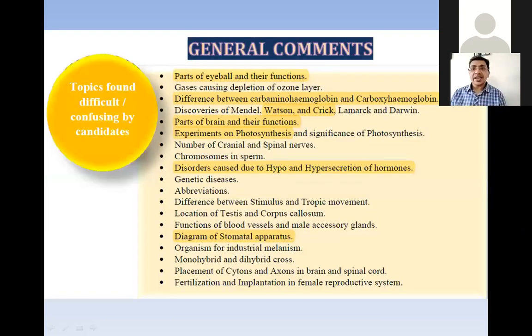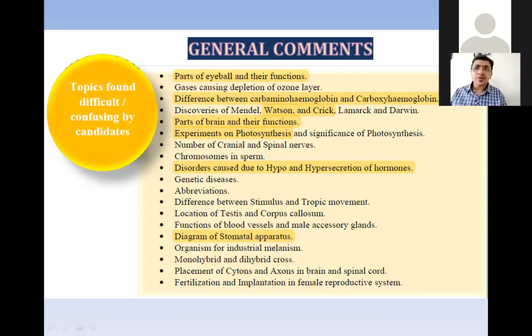So in short, if I tell you general things, some highlighted important things, I'll do a quick recap. Parts of eyeball and their function is something which is very important. Difference between carbaminohemoglobin and carboxyhemoglobin. See, when it is carbon dioxide and hemoglobin, it's carbaminohemoglobin, right? Carboxy is carbon monoxide, which is there. Watson and Crick model of DNA. Parts of brain and their function. So cerebrum function, cerebellum function, medulla function, all that has to be clearly understood.